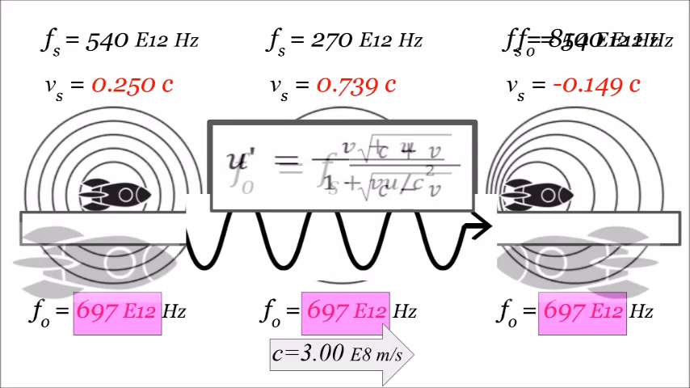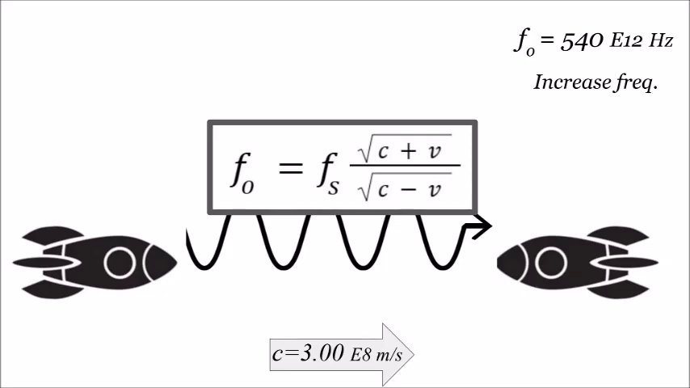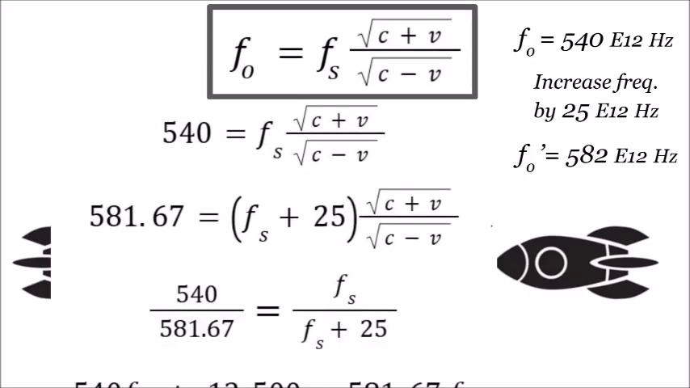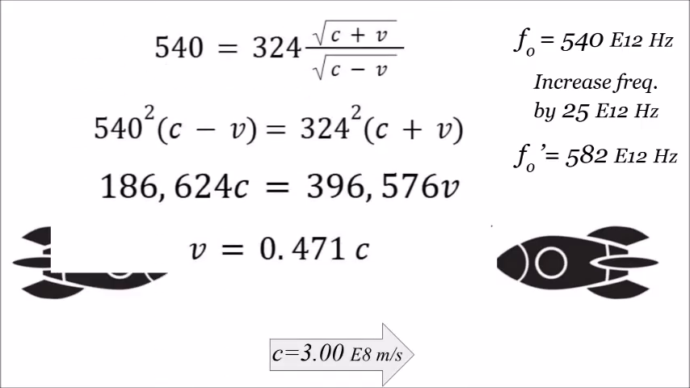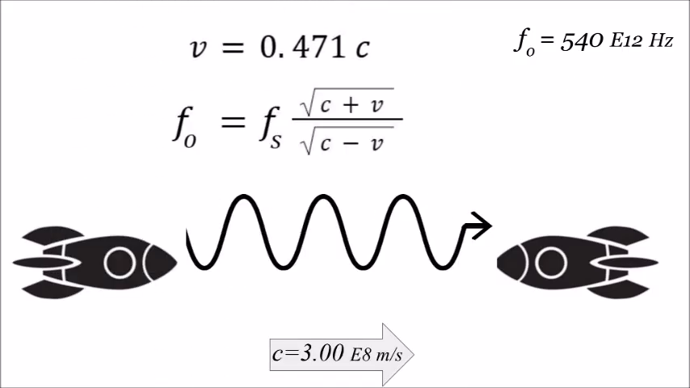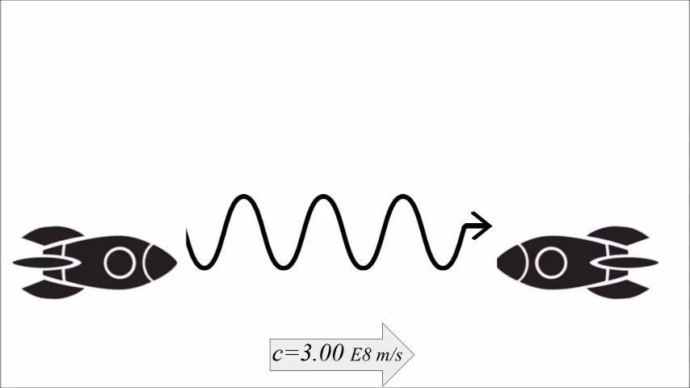But let's try the other trick, having the source increase its frequency by 25 hertz. Divide one equation by the other. It's enough. This is just enough by itself to tell us everything we want to know. Why did that work? Well, communication about frequency relates information about proper time. One piece of information in relativity told you everything you needed to know.